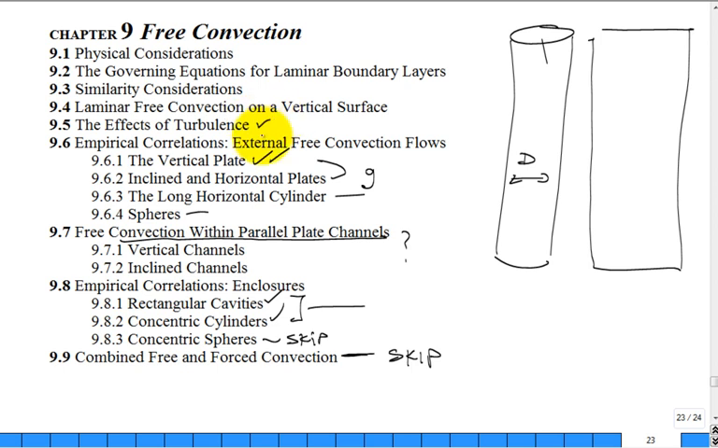Turbulence, there is a critical Rayleigh number. And when it's laminar, you can get a similarity solution and solve for the boundary conditions and the boundary layer equations. But this is all very mathematically challenging. Don't forget, what is beta? Is it always 1 over T? No.